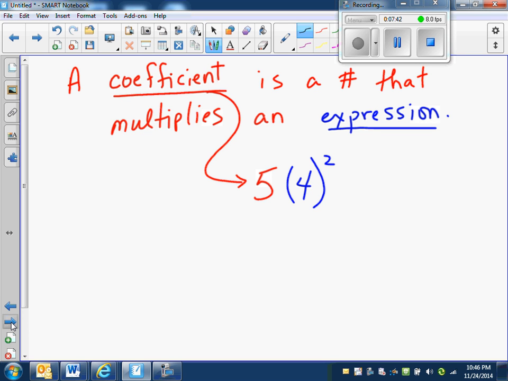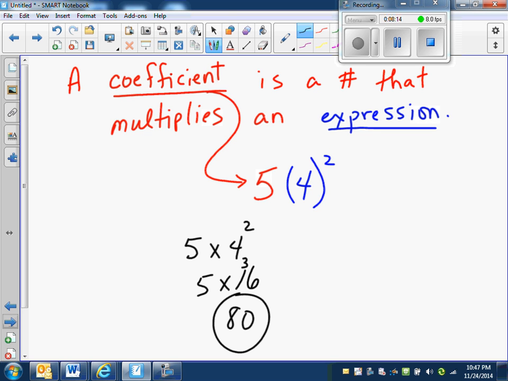Okay, so if we were to develop this according to BEDMAS, we would need to get rid of the exponent in the brackets first before we multiply by the coefficient. So you would end up with 5 times 4 squared, which would be 5 times 16, which as an end result of 5 times 16 is 80.